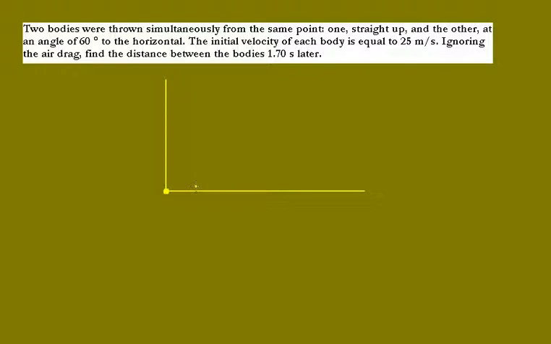Coming to this problem, we see that two bodies have been tossed. Let's take this as the origin point. So particle 1 has been tossed vertically and particle 2 has been tossed at an angle of 60 degrees.